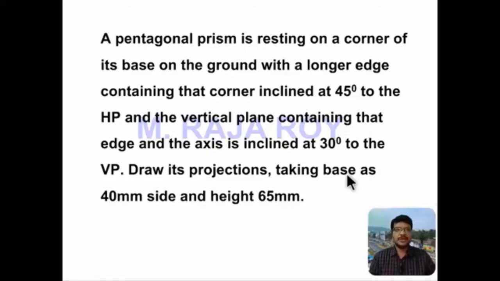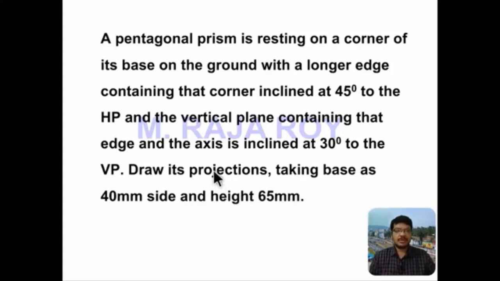In this video, I am going to explain a pentagonal prism problem. A pentagonal prism is resting on a corner of its base on the ground with longer edge containing that corner inclined at 45 degrees to the HP. The vertical plane containing that edge and axis is inclined 30 degrees to VP. Draw its projections, taking the base as 40 mm and height 65 mm.